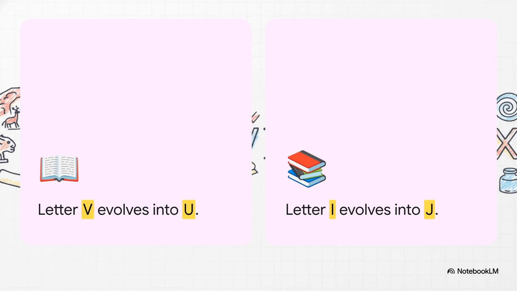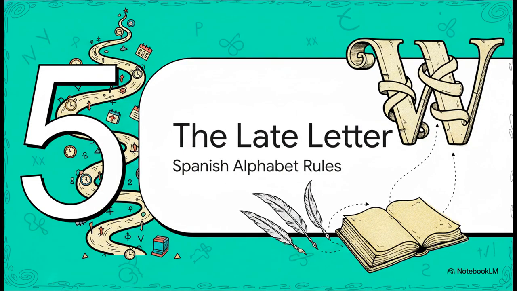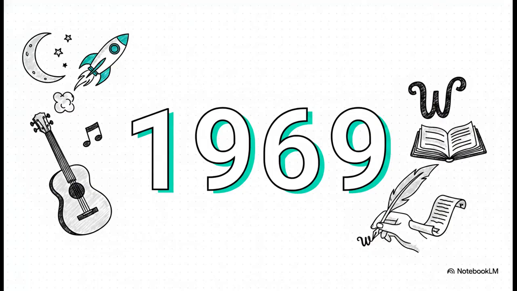For centuries, I was used for both the vowel sound and its corresponding consonant sound. It wasn't until this great phonetic awakening that J became completely independent, giving that consonant sound its own dedicated letter on the page. And finally, Section 5, the late letter W. And this brilliantly illustrates our next point.